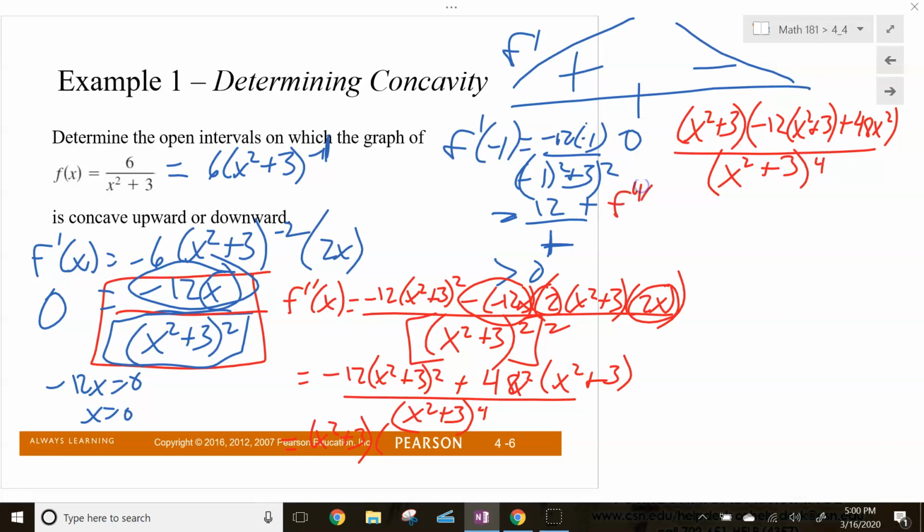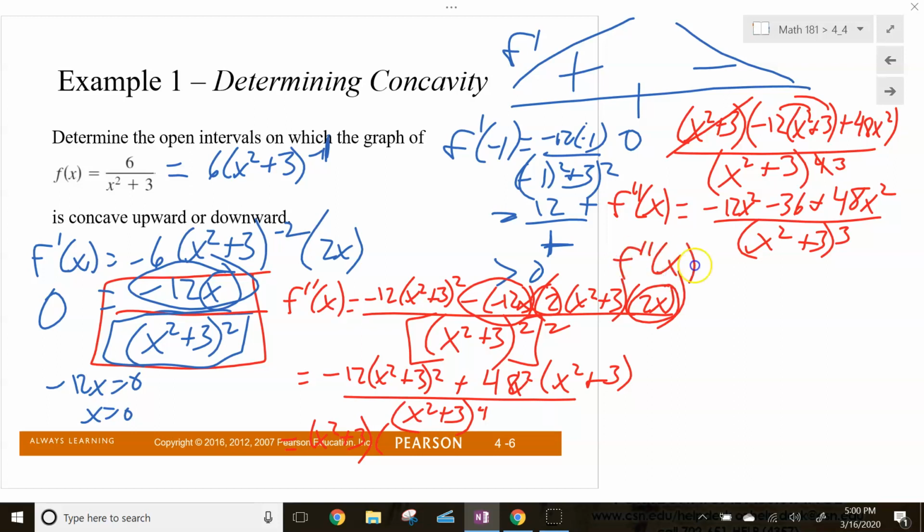Again, this is our second derivative. And by the way, one of those cancels with one of those. I'm going to distribute that right there. So I got negative 12x squared minus 36 plus 48x squared all over x squared plus 3 to the 3rd. Then my second derivative, sorry about the mess, it's hard to write on this thing, is 36x squared minus 36. I'm going to take a 36 out. I got x squared minus 1.